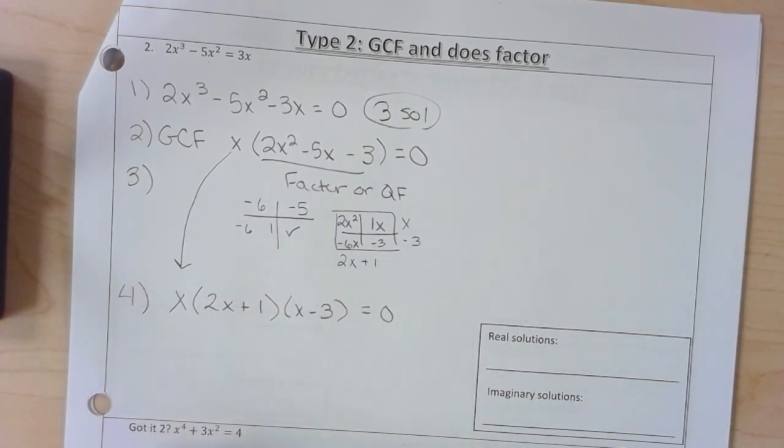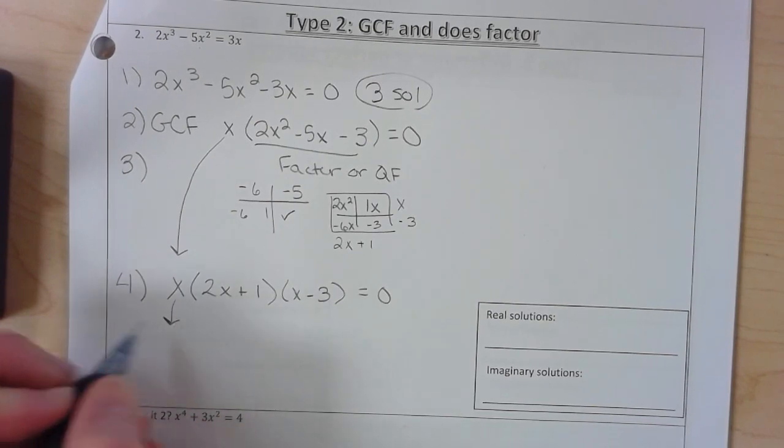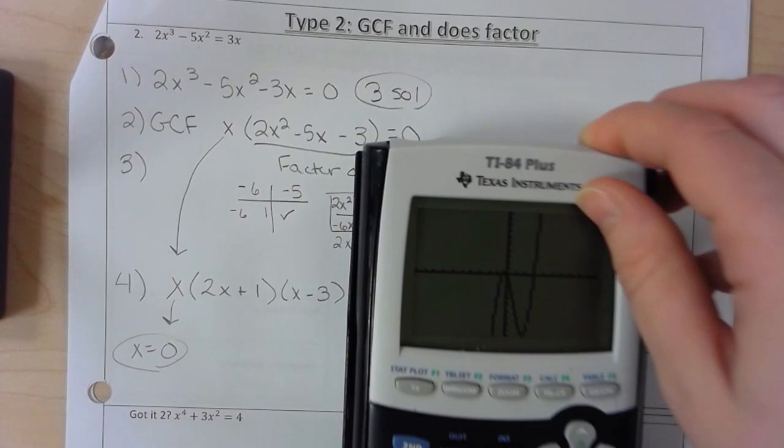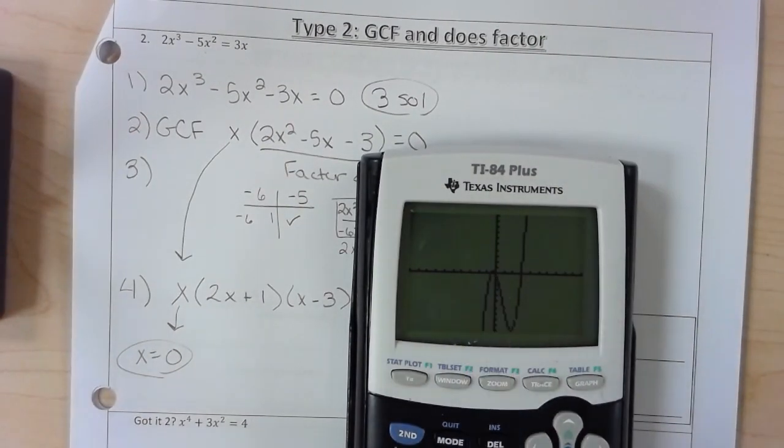And all those are going to equal 0 individually. So the first one's nice and easy. X is 0. That's one answer. And if you look at the graph, it does cross at 0.